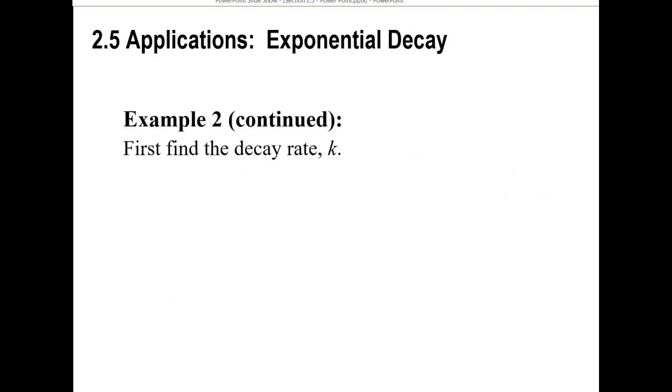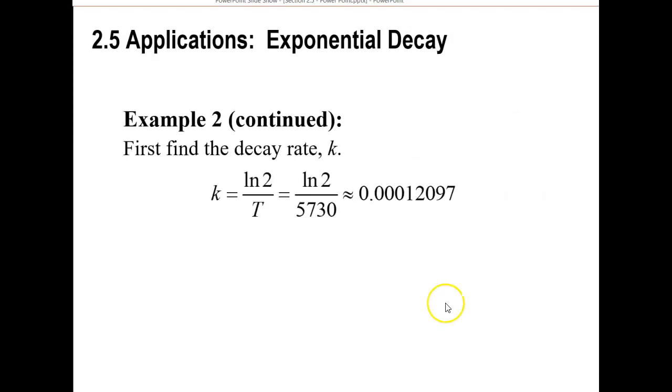All right, so first we're going to define our decay rate. Okay, so we were given half-life. So decay rate equals natural log of 2 divided by t, which was half-life. So natural log of 2 divided by our half-life gives us our decay rate to be 0.000120097.